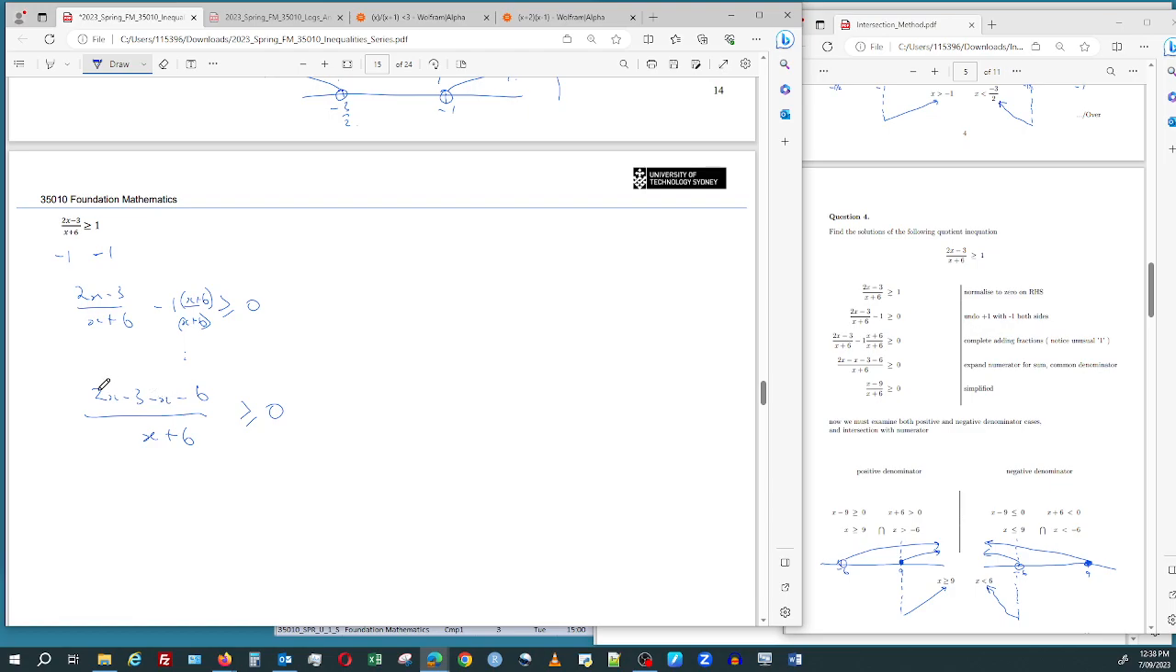Okay, then we've got minus x, so we've got x on the top. Minus 3 minus 6 is minus 9 over x plus 6. That's the one that we're going to test. Okay, so we're going to test for a positive and a negative denominator. So we'll have x minus 9 is greater than or equal to 0, intersected with the denominator, which is positive.